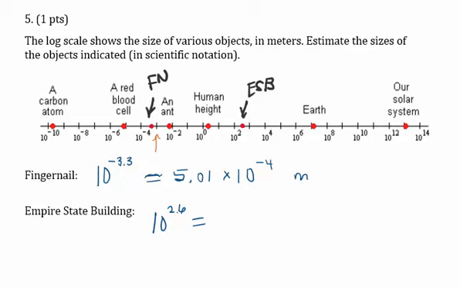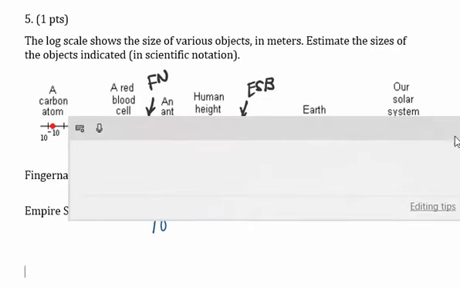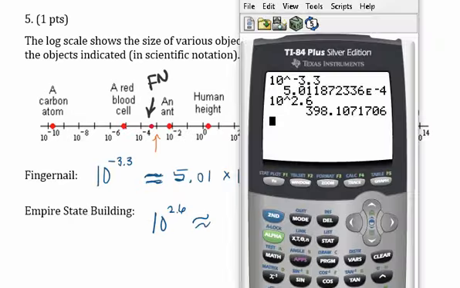Okay, and then we'll use our calculator. I'm just going to write these as approximately equal to, because we're rounding. Okay, entering this in the calculator, 10 to the 2.6 is about 398.1.